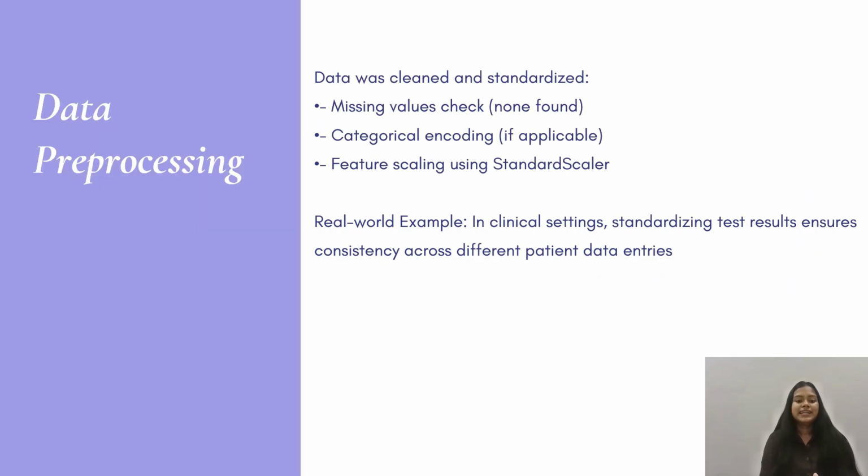Again, here is data pre-processing. Before training our models, we clean the data. First, we check for missing values. Fortunately, there were none. We encoded any categorical data so the models could understand them. Then we scale the features using the standard scaler, which ensures all data points are on the same scale. Here we take one real-world example. In clinical practice, this is like standardizing test results across patients to ensure consistency. For instance, cholesterol levels are interpreted in the same way for everyone.